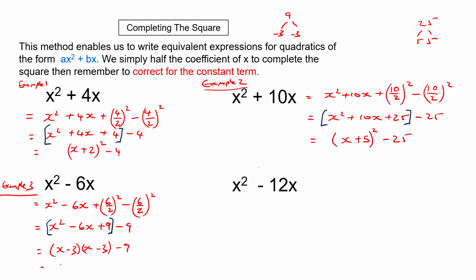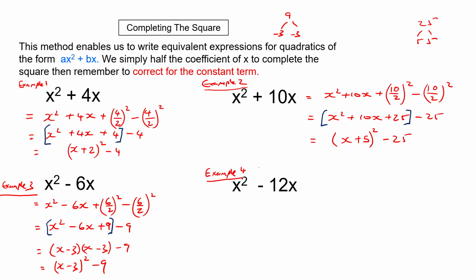So we can write x minus 3 squared, minus 9. So hopefully you're getting a sort of flavor for it. All we're doing is we take the coefficient, halve it, then square it and subtract it. Okay, so let's try this one.